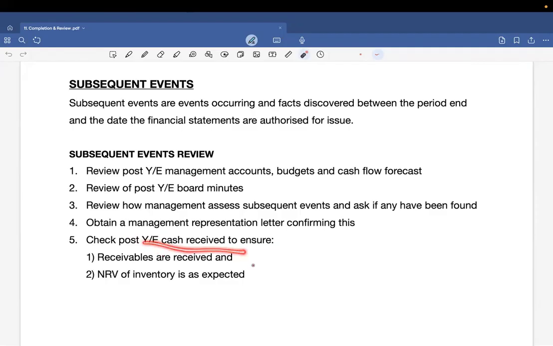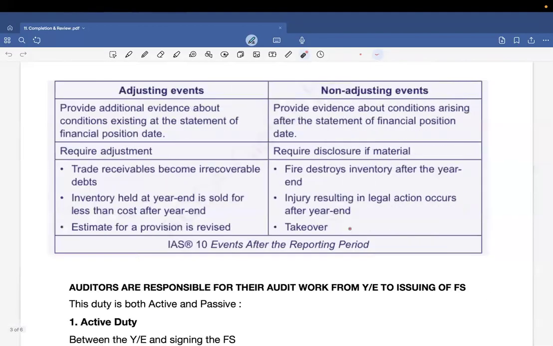In order to ensure that whatever receivables they have, this is called subsequent testing of receivables. It is just to ensure that whatever receivables they say they have have actually been received. And we are also going to test the NRV of the inventory in order to ensure that the inventory has been correctly valued.